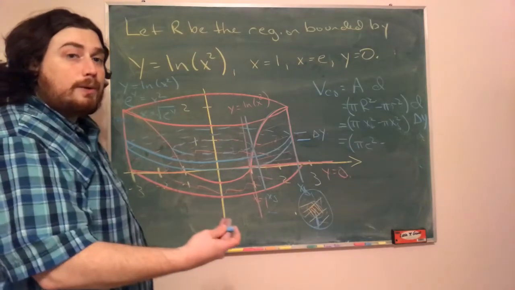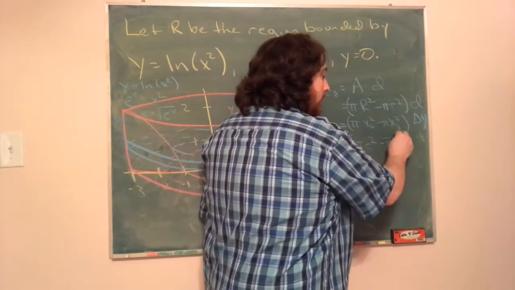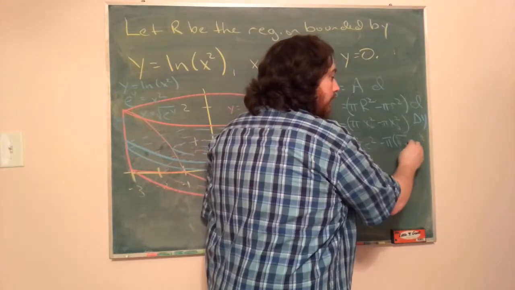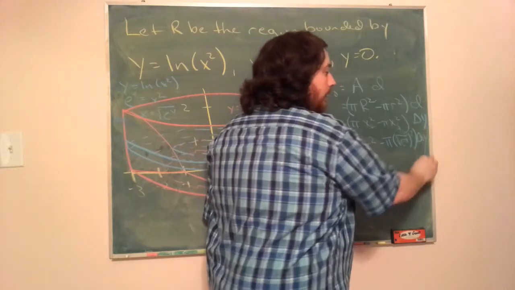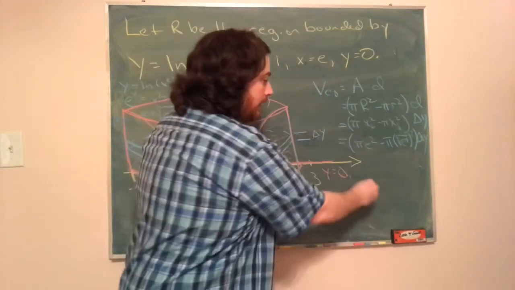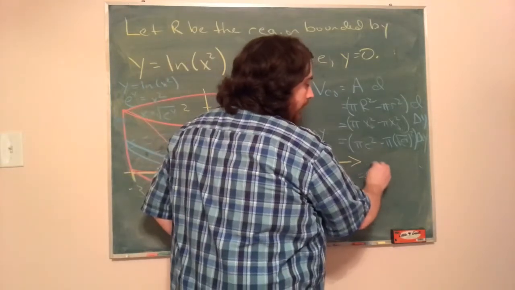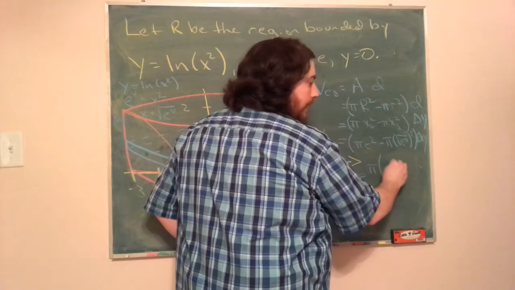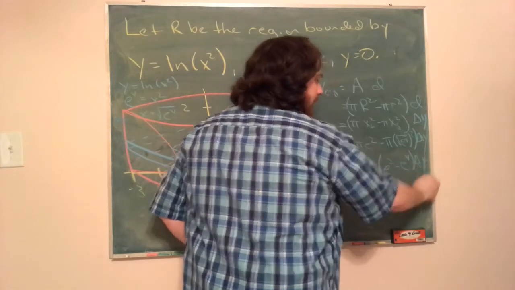I can simplify if I want, but I'm going to end up squaring over here, so that's going to be okay. So I'm going to get pi times the square root of e to the y, squared, all times delta y. And as I said earlier, this does simplify to, I'm going to go ahead and factor out the pi, and I'm going to get pi times e squared minus e to the y, delta y.